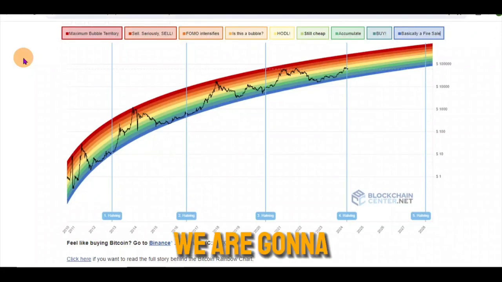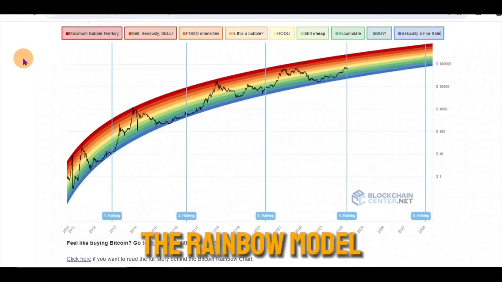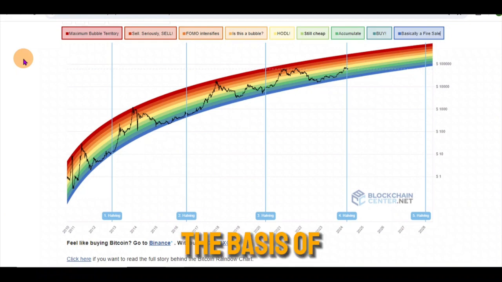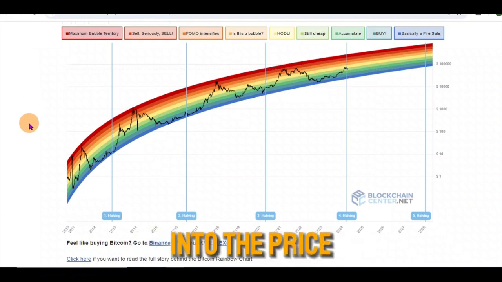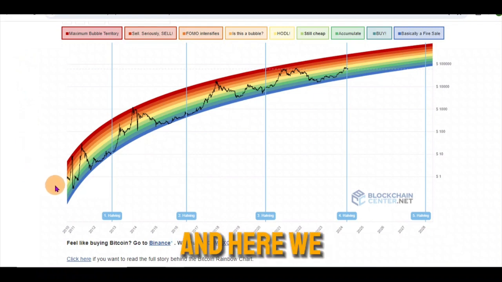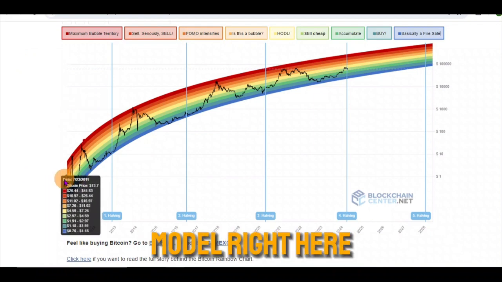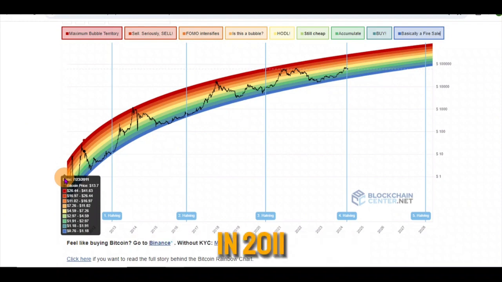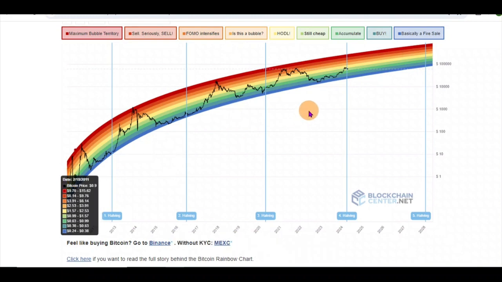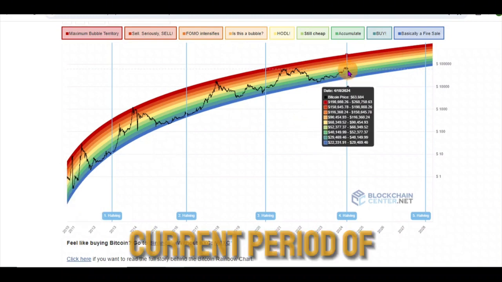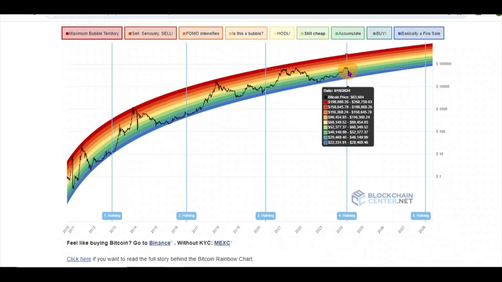So, guys, we are going to be starting from the rainbow model to just show you the basis of our price prediction for the month of May before we go into the price prediction. And here we have our rainbow model right here from the beginning of the crypto market in 2011, or even 2010, all the way to the current period of 2024.